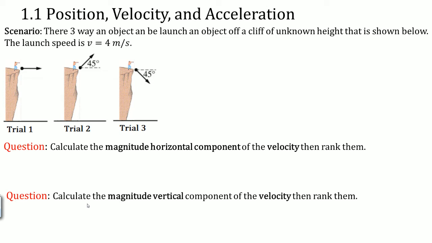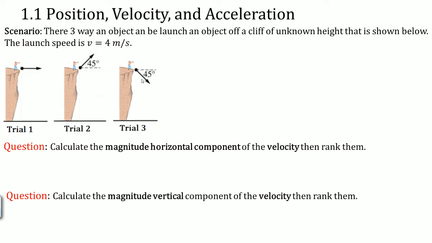Scenario: there are three ways an object can be launched off a cliff of an unknown height, shown below. The launch speed here is v equals 4 meters per second. Trial 1 shows the object going straight horizontally. Trial 2 shows it being launched with a 45 degrees of elevation. Then trial 3 shows it at 45 degrees of depression, pointing downwards.